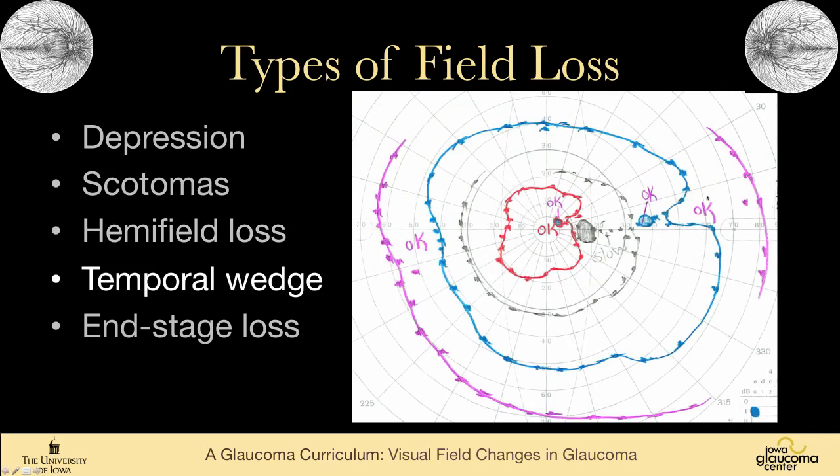You can have a temporal wedge. Again, if we look up here, right eye, so if this patient lost a wedge of tissue, of nerve fiber going out this way, it would not respect the horizontal meridian in any way, and you would get this kind of a wedge defect like that. These are relatively uncommon.